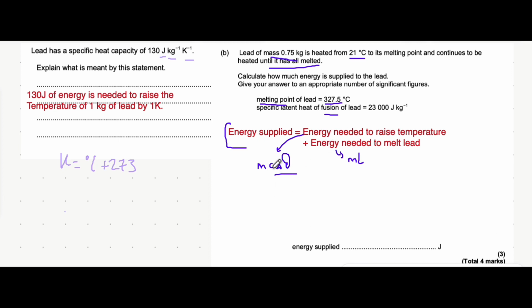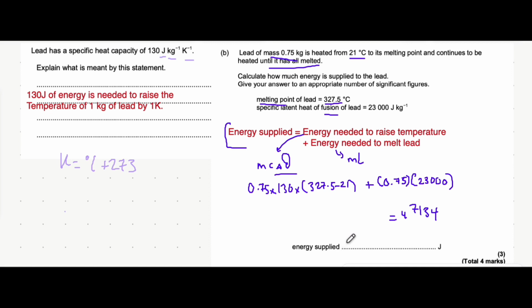So let's go on to using that. The mass of the lead is 0.75. You multiply onto that the specific capacity of lead, which is given earlier in this question as 130, multiplied by the change in temperature, which is 327.5 take away the initial, and you add onto that ml, which is the mass of lead again, 0.75, multiplied by the latent heat of lead, which is 23,000. You put all that into your calculator, it'll get you a value of 47134.